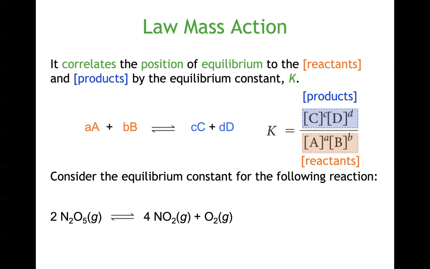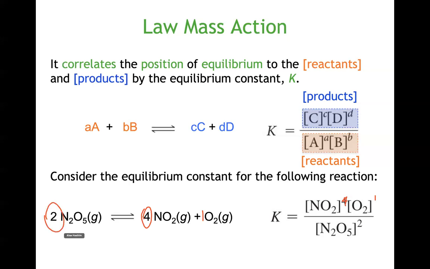All right, so we're gonna consider dinitrogen pentoxide, or 2 moles of dinitrogen pentoxide forming 4 moles of nitrogen dioxide and 1 mole of oxygen gas. How would we write the equilibrium constant? Again, the equilibrium constant is the concentration of the products, each raised to its coefficient, over the concentration of the reactants, each raised to its coefficient as well. That's the equilibrium constant in terms of concentration.